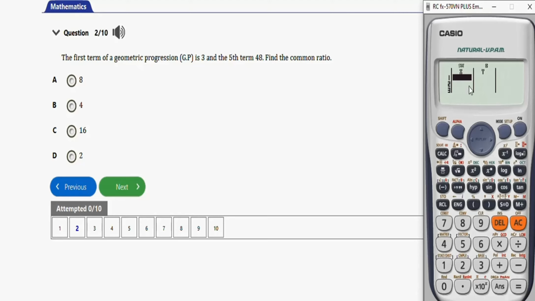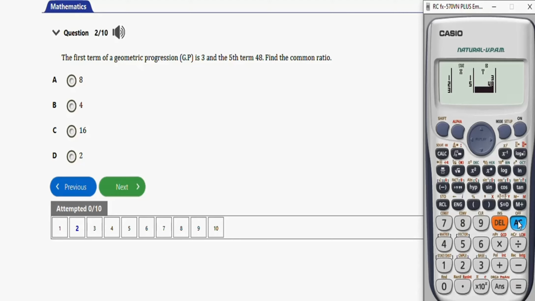So let's input the values. The X value will be the number of terms. The Y value will be what each term is in the question. So we have first term and fifth term. So it will be 1 and 5. Okay. So the first term is 3. Alright. And the fifth term is 48. So as I'm entering the values, they are being stored on this calculator automatically.